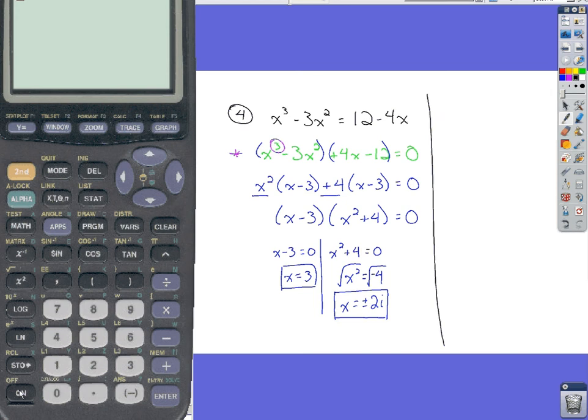You could take this polynomial right here, this cubic, and graph it. So let's see, is this going to work for me? Nope.